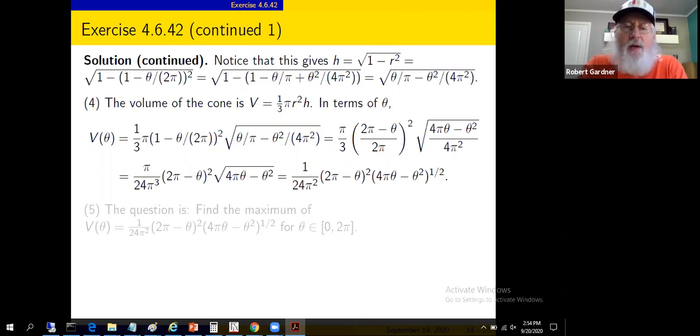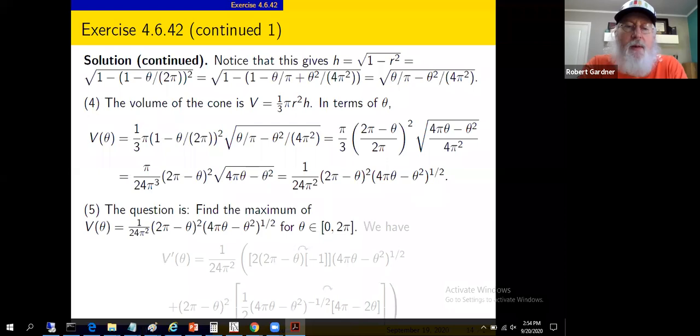All right. The question was maximize volume. So in terms of what we've introduced, the question is find the maximum of V of theta, as given above, for theta in the interval from 0 to 2 pi. We good?